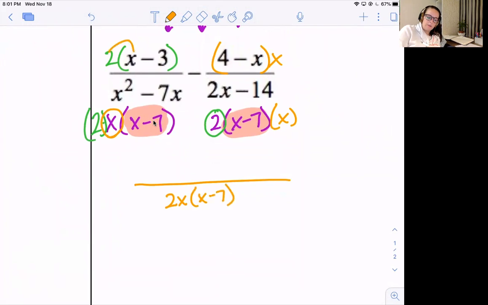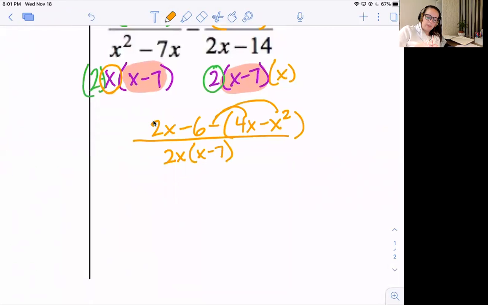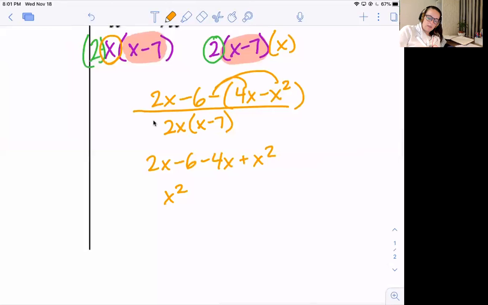I'm going to go ahead and distribute here. So I have 2x. 2 times negative 3 would be minus 6. I have a minus. I have x times 4 would be 4x. X times negative x would be minus x squared. I'm going to go ahead and simplify by distributing in. So 2x minus 6 minus 4x plus x squared. Go ahead and rearrange and combine. So x squared. I have 2x minus 4x would be negative 2x minus 6.